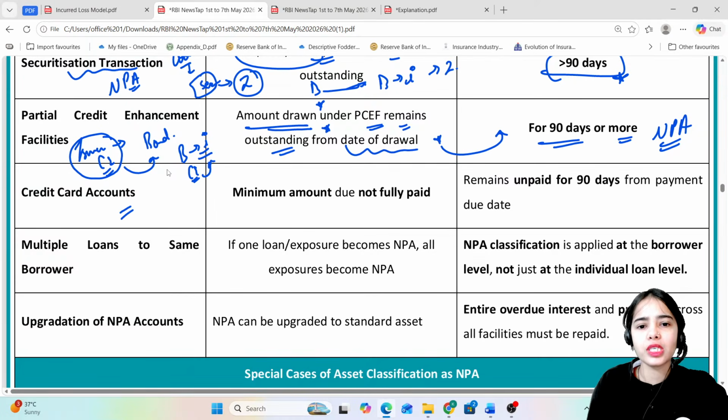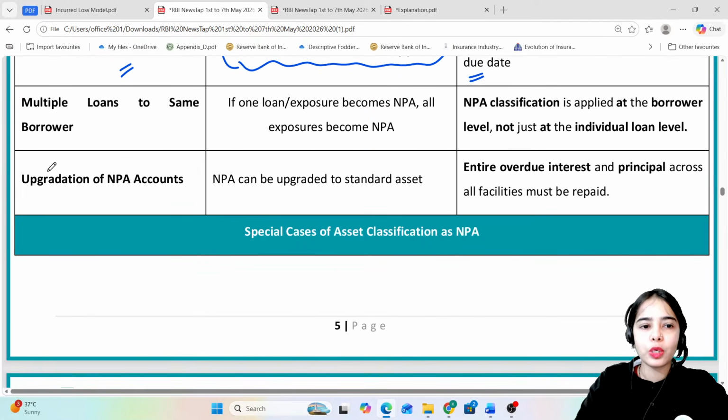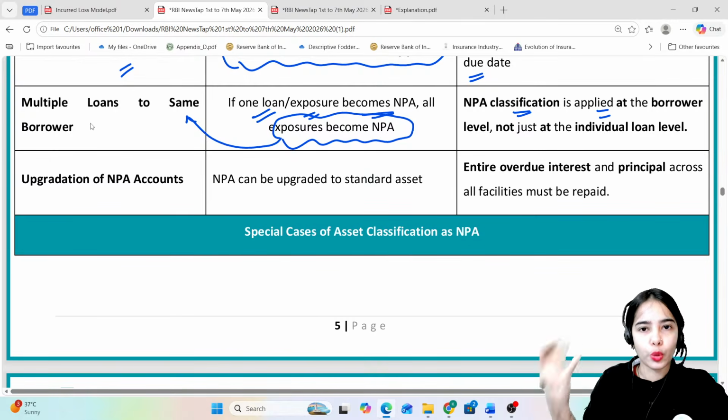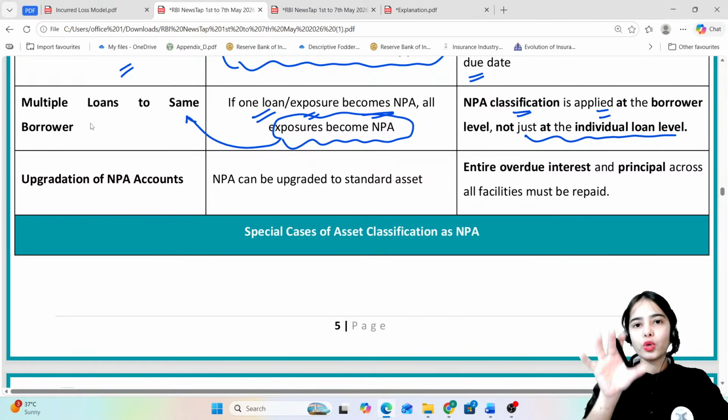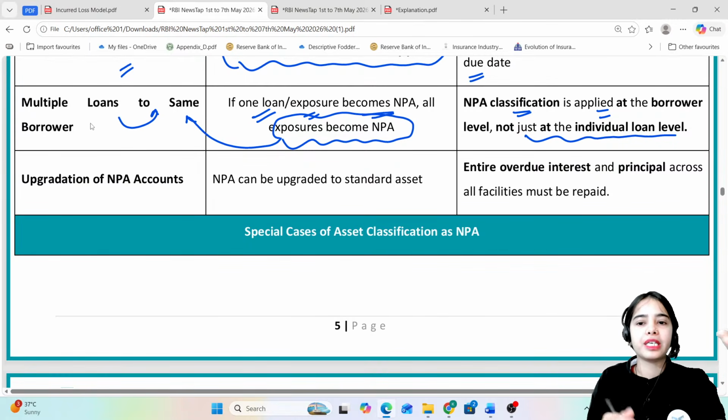Next, credit card accounts: the minimum amount due not fully paid, remaining unpaid for 90 days from the payment due date. Multiple loans to the same borrower: in case multiple loans have been given to the same borrower, if one loan or exposure becomes NPA, all the other exposure to the same borrower will be considered NPA. So NPA classification is applied at the borrower level, not just at the individual loan level. Okay, if one loan of the borrower becomes NPA, then all the other loans to the same borrower by the bank will be considered NPA.